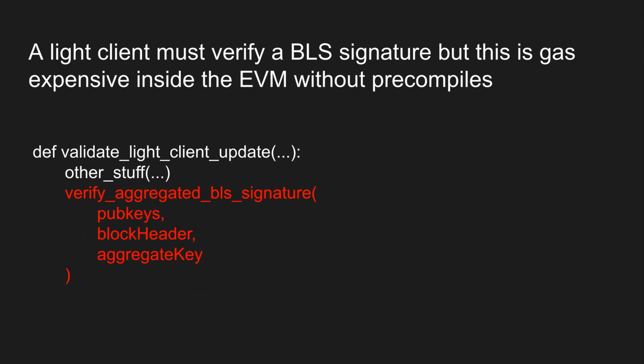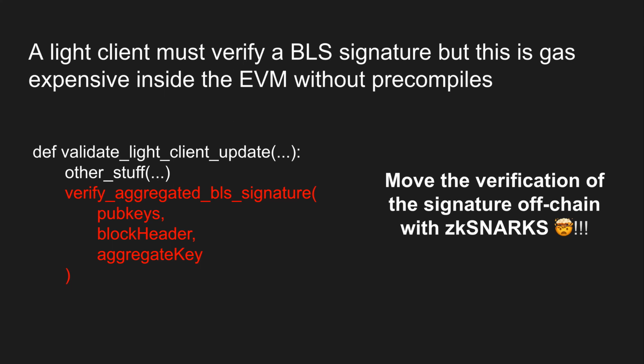So if we want to implement a light client on chain, a core primitive operation that we need to do is actually verify this BLS signature inside a smart contract. However, the problem is that there's very poor support for the elliptic curve operations needed to verify this BLS signature, which makes verifying the signature very expensive from a gas perspective. Thus, our key insight is to move the verification of this BLS signature off chain with the ZK snark.